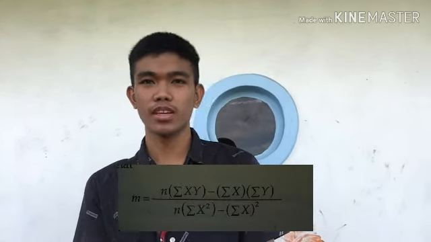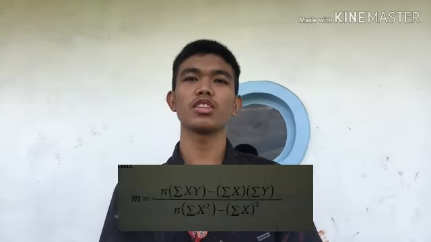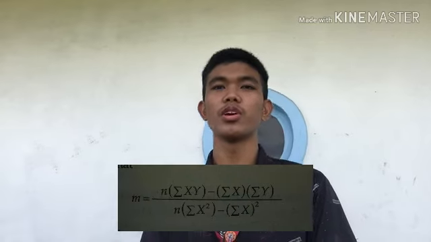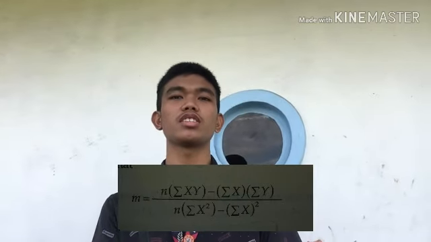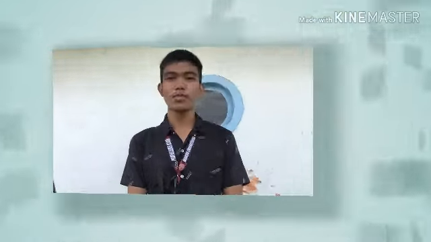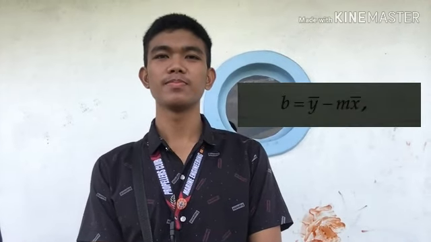m equals n quantity of summation of xy minus quantity of summation of x times summation of y, over n quantity summation of x squared minus quantity of summation of x squared. To solve for the value of the y-intercept b, we have, to further understand what linear regression is, an example.